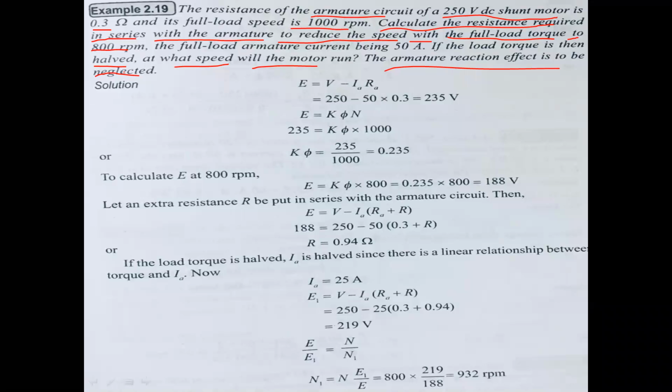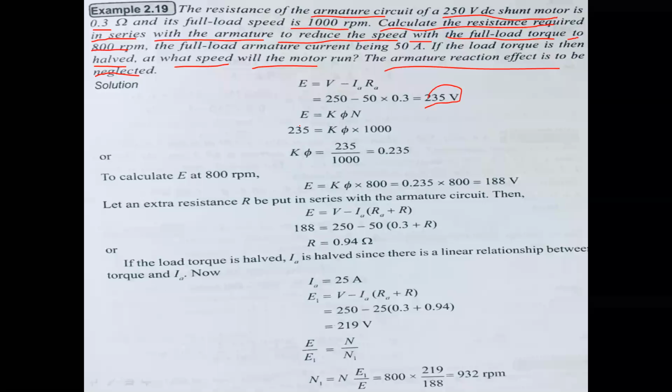So first calculate the back EMF. Back EMF equals V minus Ia Ra. Brush drop is not given, which means brush drop is neglected. Voltage 250, armature current 50 amperes, resistance 0.3. So 235 volts is the back EMF.